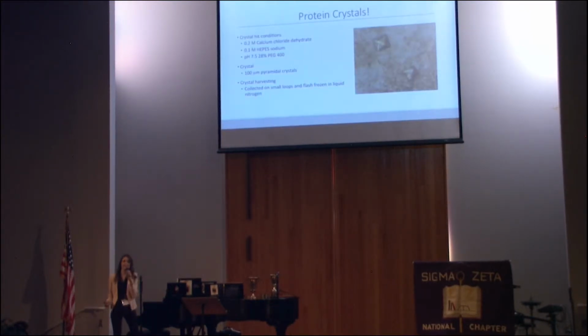So we did get crystal hits. We had several different crystal hits, but the one that gave the most prominent crystals was this one right here. It was 0.2 molar calcium chloride dihydrate, 0.1 molar HEPES sodium, and 28% PEG 400 at about a pH of 7.5. And so these are our crystals, and they're pretty large in size. We're actually very surprised with this yield. So now to collect these crystals, we have these really tiny, microscopic loops, and we grab the crystal with it and then freeze it in liquid nitrogen.